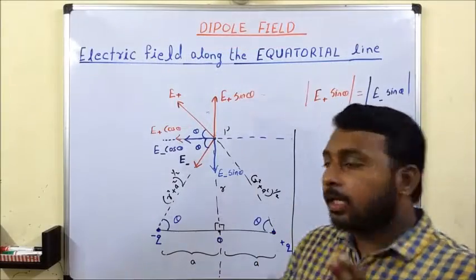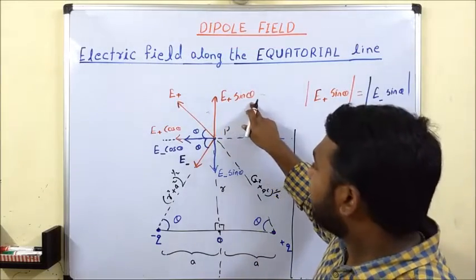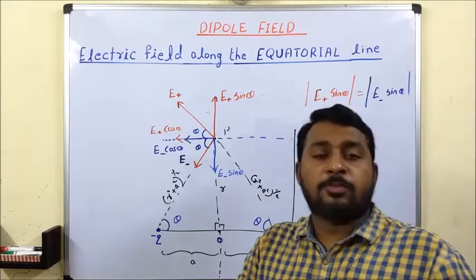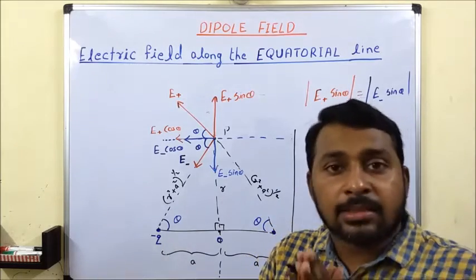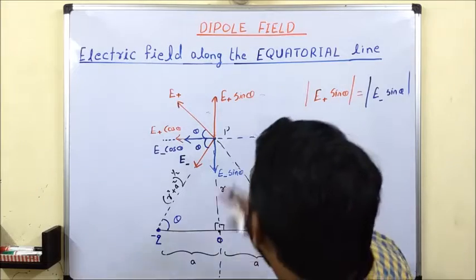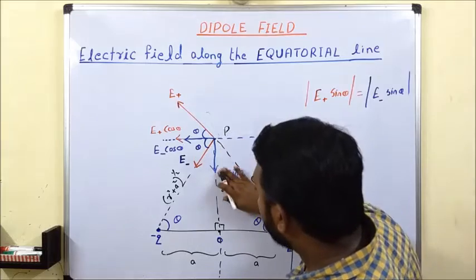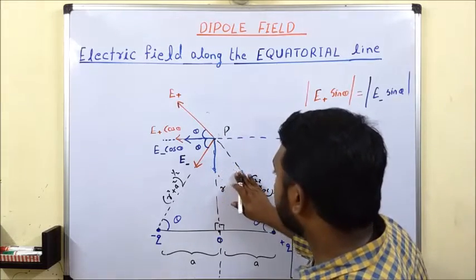Hence, the electric field components E plus sine theta and E minus sine theta, that means the sine components of both E plus and E minus, get cancelled. So at present, it's not there. It's cancelled. This is point P, and this electric field is also cancelled.